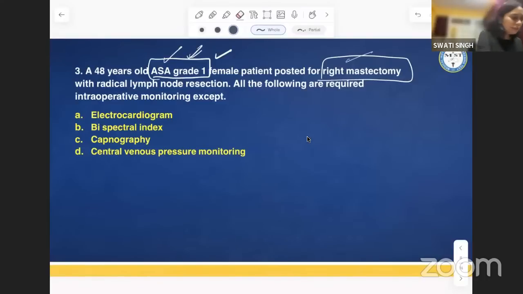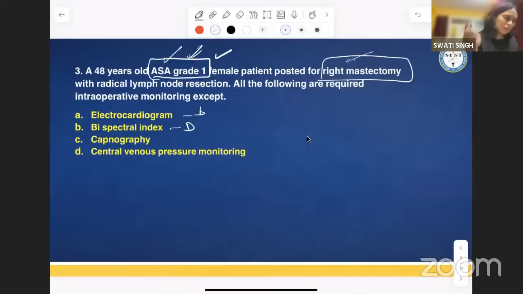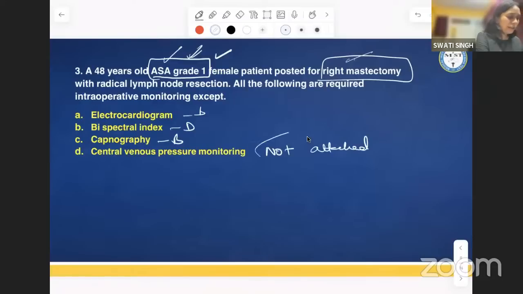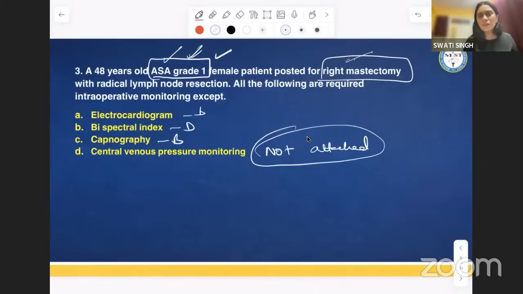So ECG is a basic monitor, so I will attach it. Bispectral index is a desirable monitor. It's under GA, mastectomy, I would attach it. Capnography is a basic monitor. I have to attach it. And this central venous pressure monitoring comes under other monitors. This is not attached. Why? This is an invasive monitor. If it's not required, why would we attach it? So the answer is central venous pressure monitoring.